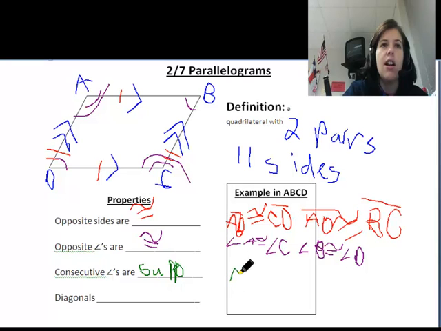You know, we can go on and on and on. We can write them all. Okay, B plus C would equal 180. C plus D would equal 180. I'm only going to write one example for like a space here. Angle A plus angle B equals 180.